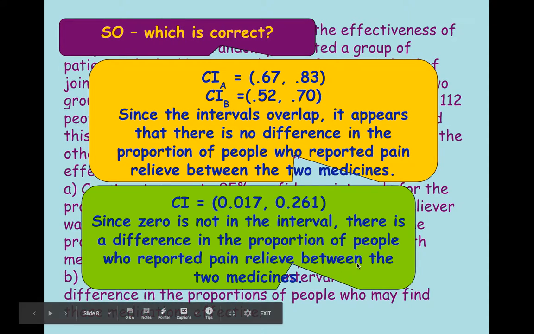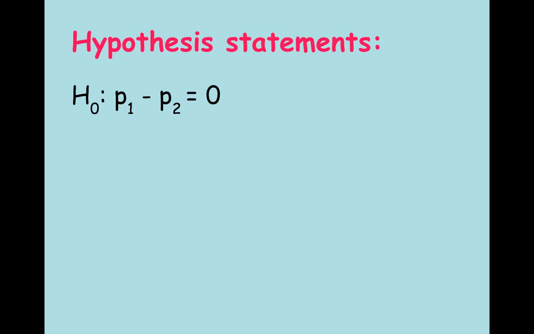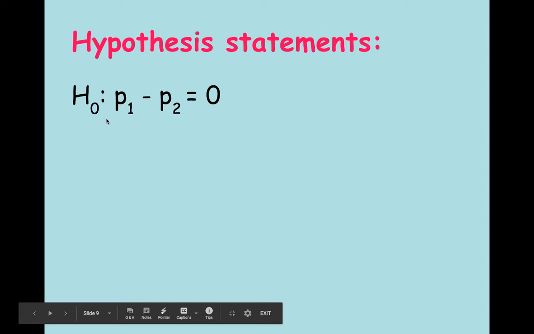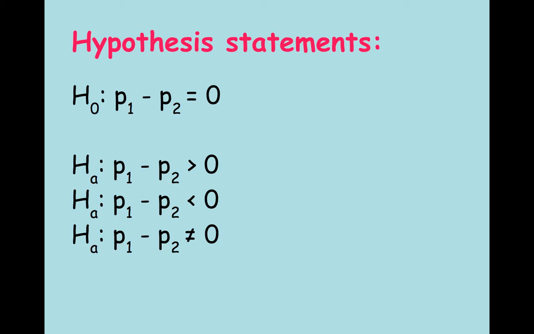So it kind of depends on how your hypothesis statement is written. You can write your hypothesis statement two ways. The null: the difference of proportions is 0. And the alternate: the difference of proportions is greater than 0, or less than 0, or not equal to 0.